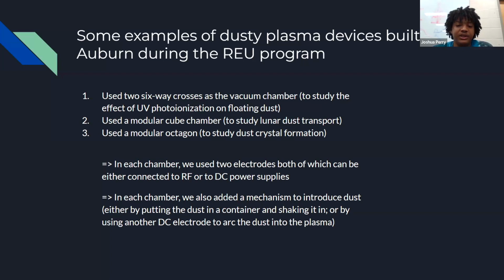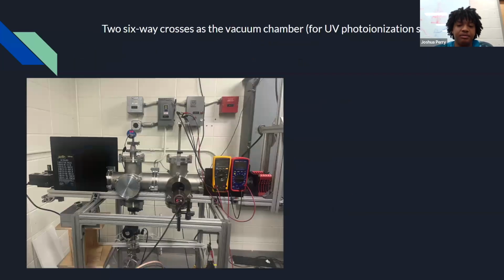In each chamber, we use 2 electrodes, both of which can be connected to either RF or DC power supplies. And in each chamber, we use a mechanism to introduce dust. You can either use a shaker, or you can put the DC electrode on the bottom and arc the dust into the plasma.